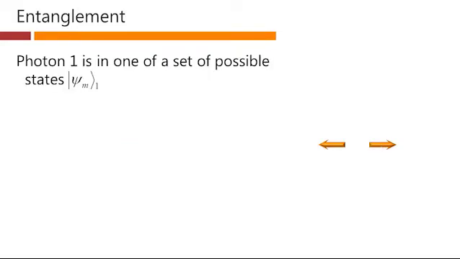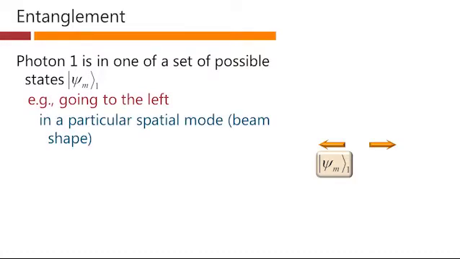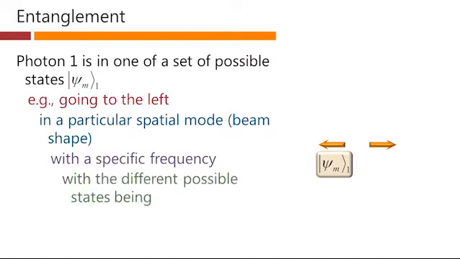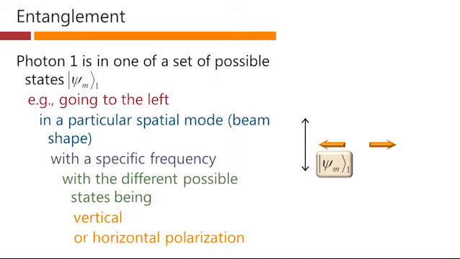And we could presume that photon 1 is in one of a set of possible states, psi m, so those are the possibilities, different values of m perhaps, and the 1 here means we're talking about photon 1. So here's our state of photon 1. And we'll presume it's going to the left, as shown here, for example, and it's in some particular spatial mode, that is, a particular beam shape. And also, it'll have some specific frequency. And the different possible states of this photon would then be vertical, for the polarization state, or horizontal.